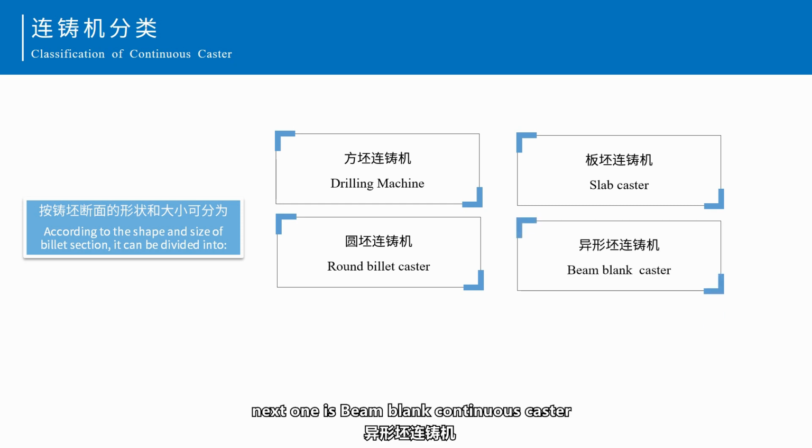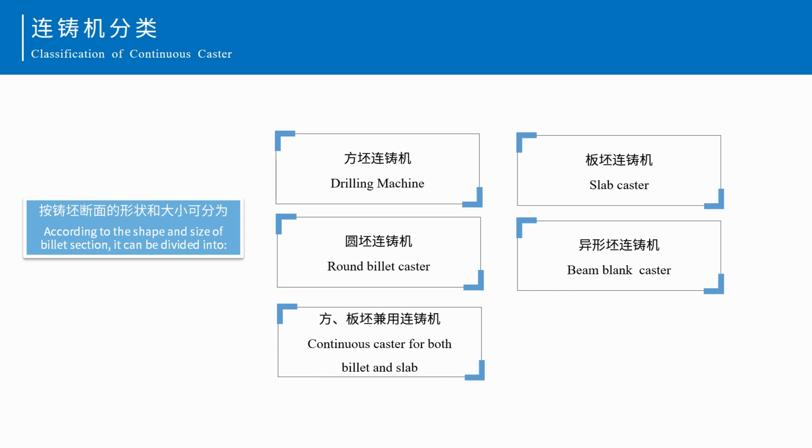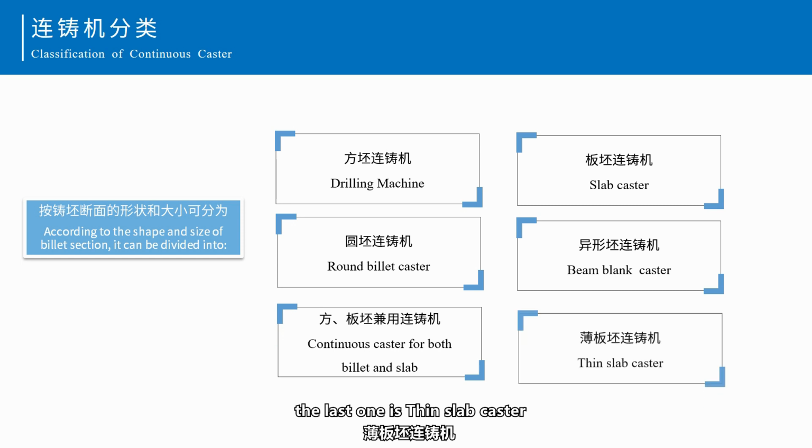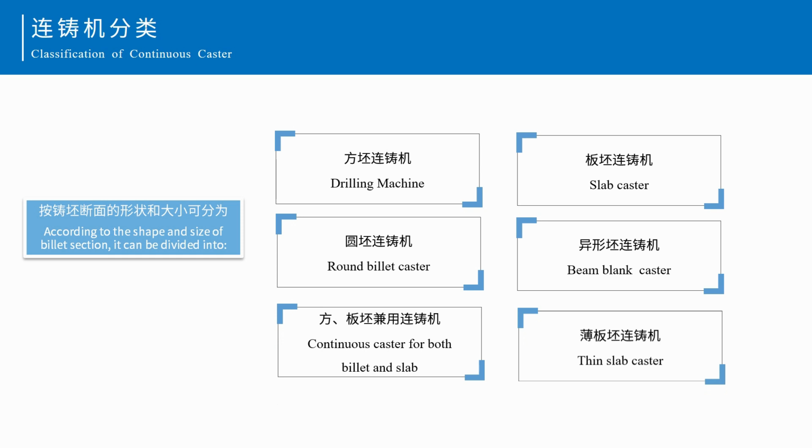Next one is beam blank continuous caster. It means casting special sections such as profiles, hollow tubes, etc. Next one is continuous caster for both billet and slab. On one caster, it can cast both slab and billets. The last one is thin slab caster. Thin slab with thickness of 40 to 80 mm, etc.